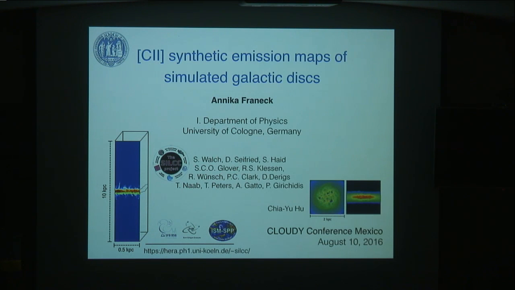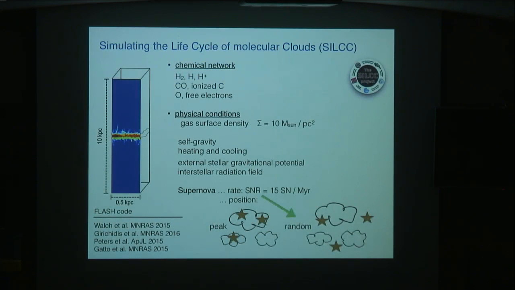This is part of the SILCC project. SILCC stands for Simulating the Life Cycle of Molecular Clouds, and it is a collaboration between different universities in Germany and between Prague with Richard Wünsch and Cardiff with Paul Clark. My part in this project is to make those simulations comparable with the observations. I do this by creating C2 synthetic emission maps of our pieces of a simulated galactic disk. I don't use Cloudy for those, but I use some emission lines. First I want to tell you about the setup that we use, and then in the second part what we actually do with the synthetic emission maps.